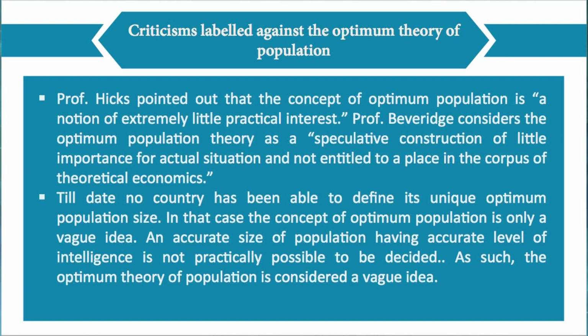Dear learners, till date, no country has been able to define its unique optimum population size. In that case, the concept of optimum population is only a vague idea. An accurate size of population having an accurate level of intelligence is not practically possible to be decided. As such, the optimum theory of population is considered a vague idea.